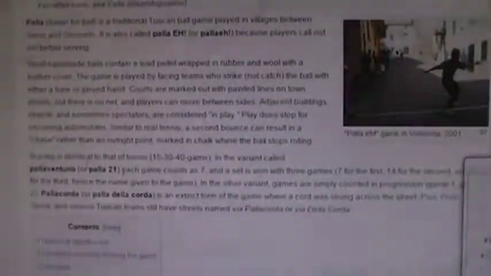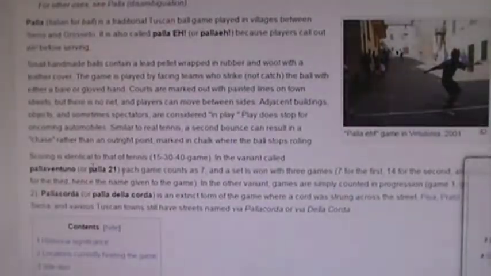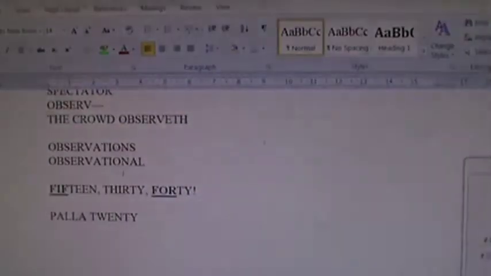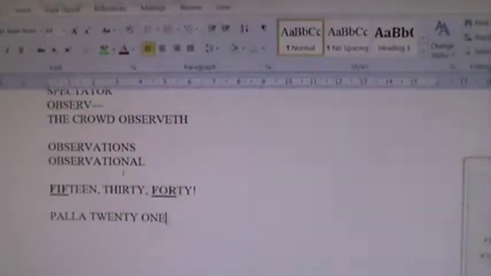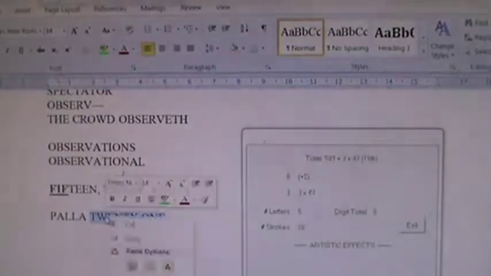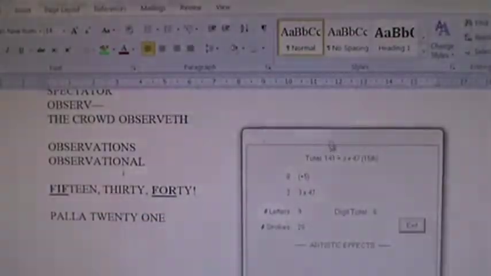Okay. Scoring is identical to that of tennis. In the variant called Pala 21, the 3s keep going higher. And when you speak 21, that divides by 3. So Pala 21, watch this. 21, when you speak it, divides by 3 in 9 letters. Okay, 3 times the 15th prime, no less.